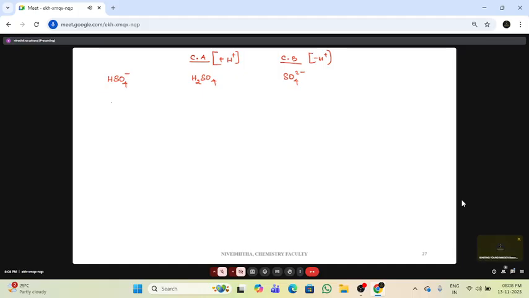That's it. Can you do it for HS minus? H2S, yes, ma'am. And the conjugate base, S2 minus, ma'am. That's it. Any doubt? Any doubt? Okay. Shall we move on to the next concept?